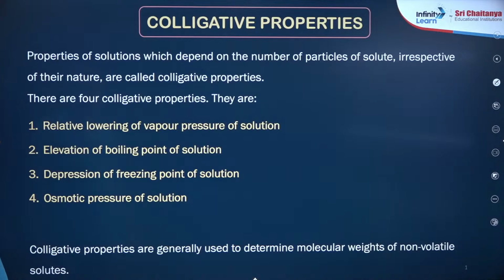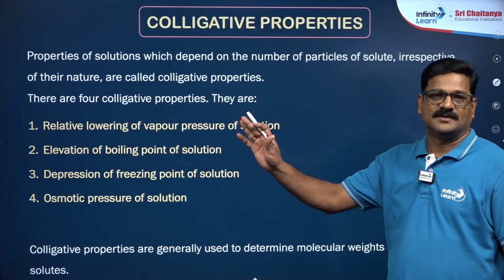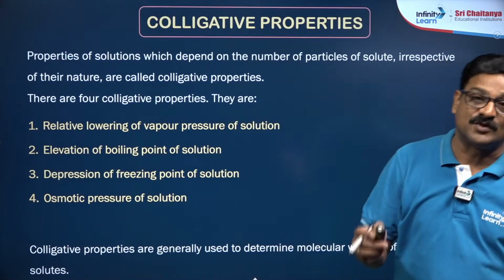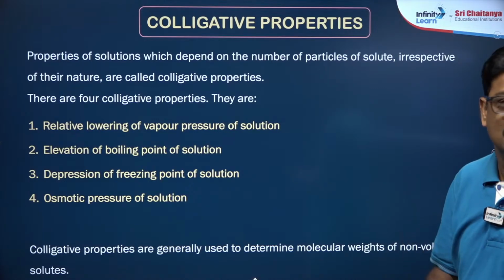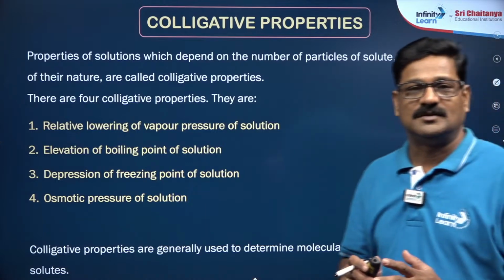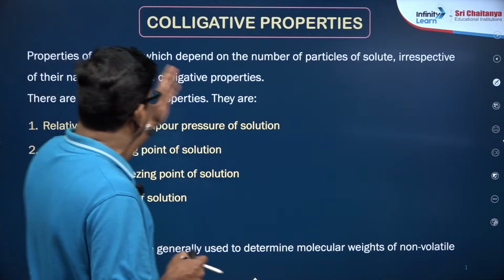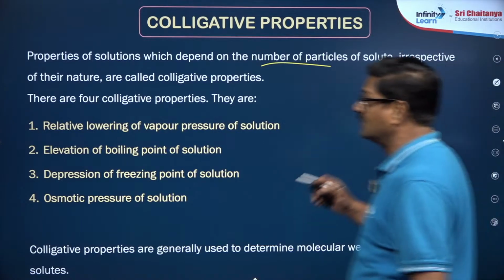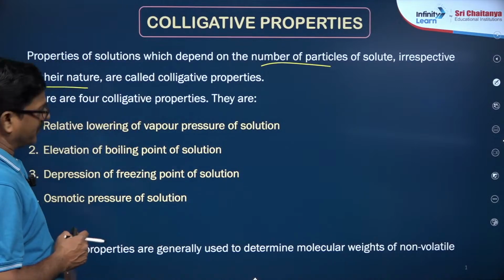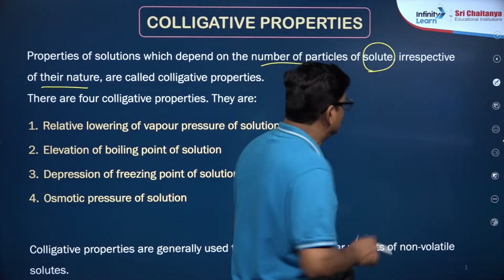So let's talk about colligative properties. What are colligative properties? The properties of dilute solutions containing non-volatile solute that depend on how many moles of solute are present in the solution, but not on the chemical nature of the solute, are called colligative properties. So the properties of solution which depend on the number of particles or moles of solute irrespective of their chemical nature are called colligative properties, and the solute is supposed to be non-volatile. That's very, very important.